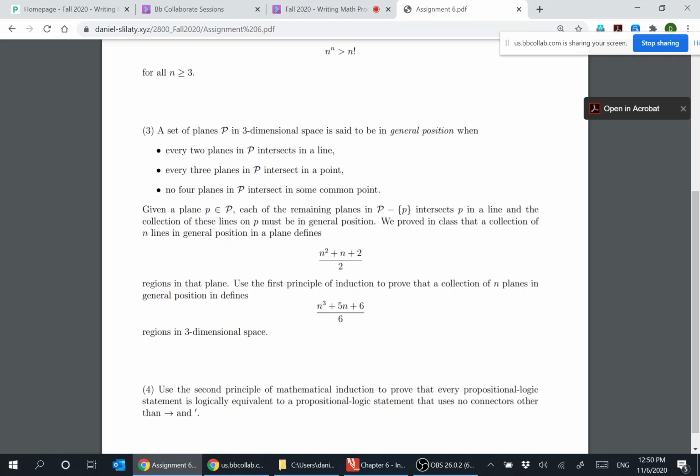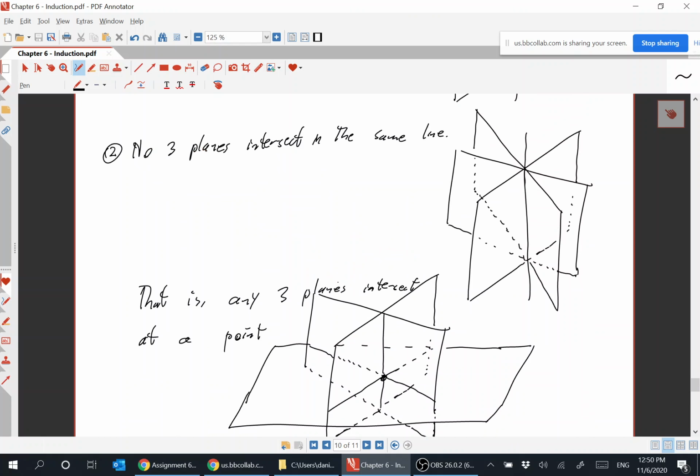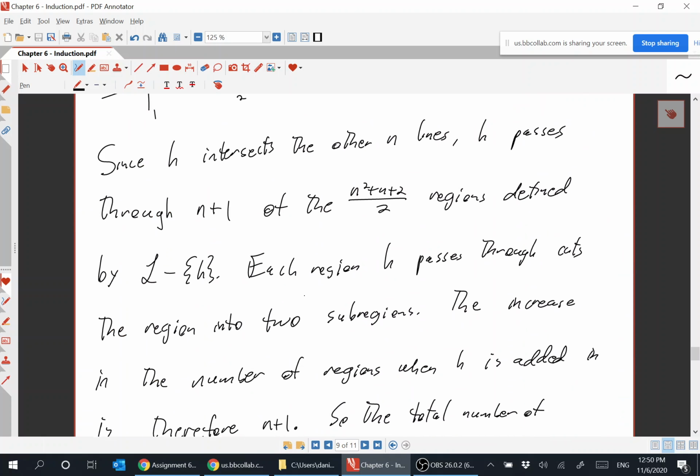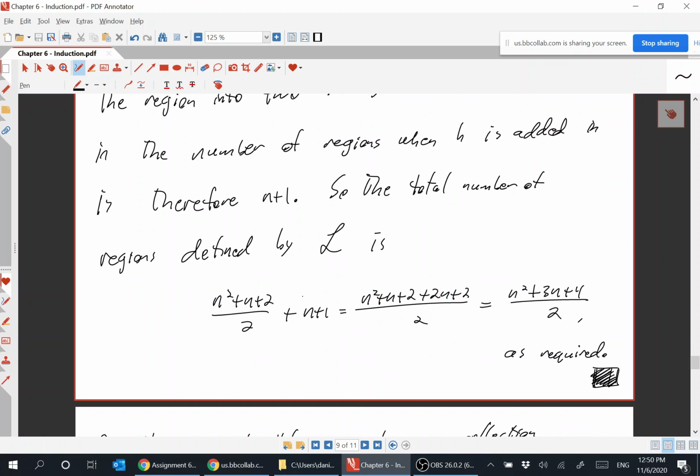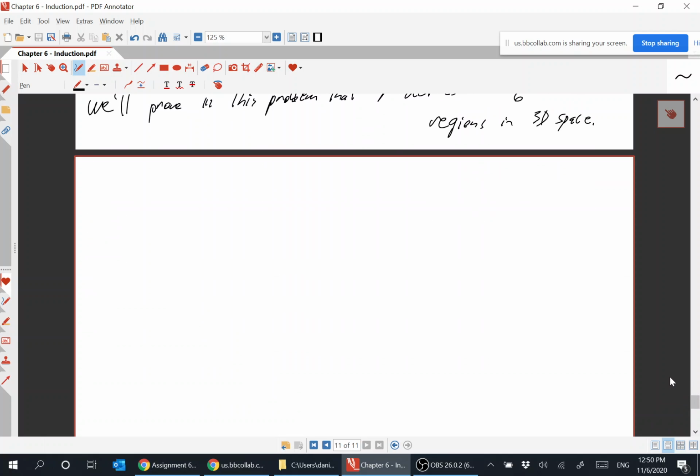So we want to write out a nice induction proof for that statement. And it will mostly follow along with the way this one looked that we just did, the one about lines. Not much different than that. Okay? All right. Moving on.